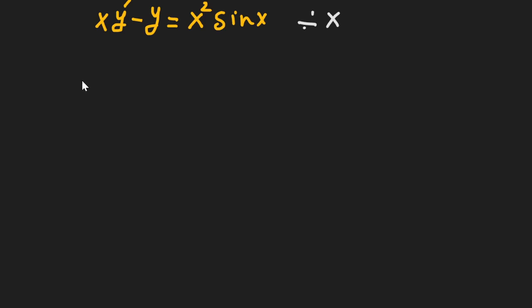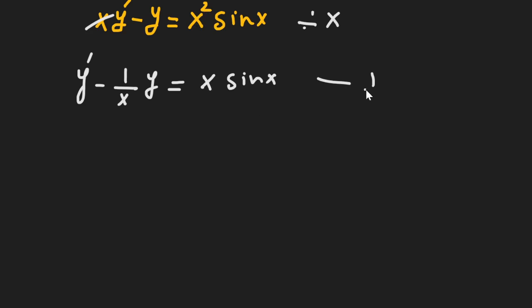So what we're going to get is y' minus 1 over x y equals x sine x. I basically divided the whole equation by a factor of x, and this x was cancelled, and this is 1 over x, and this x squared became only x. So this is the first step.